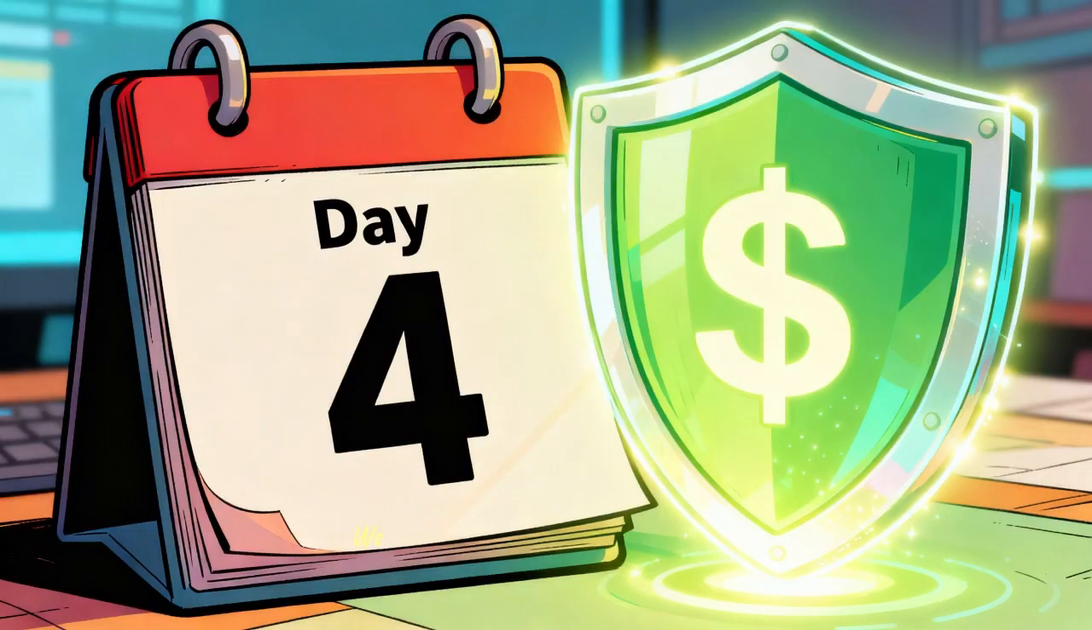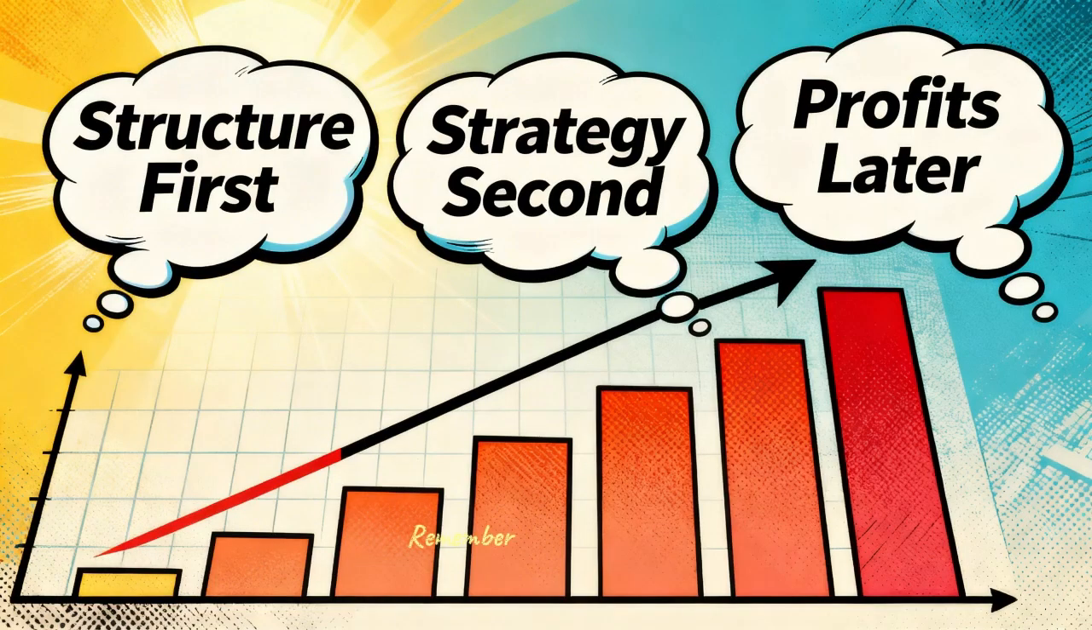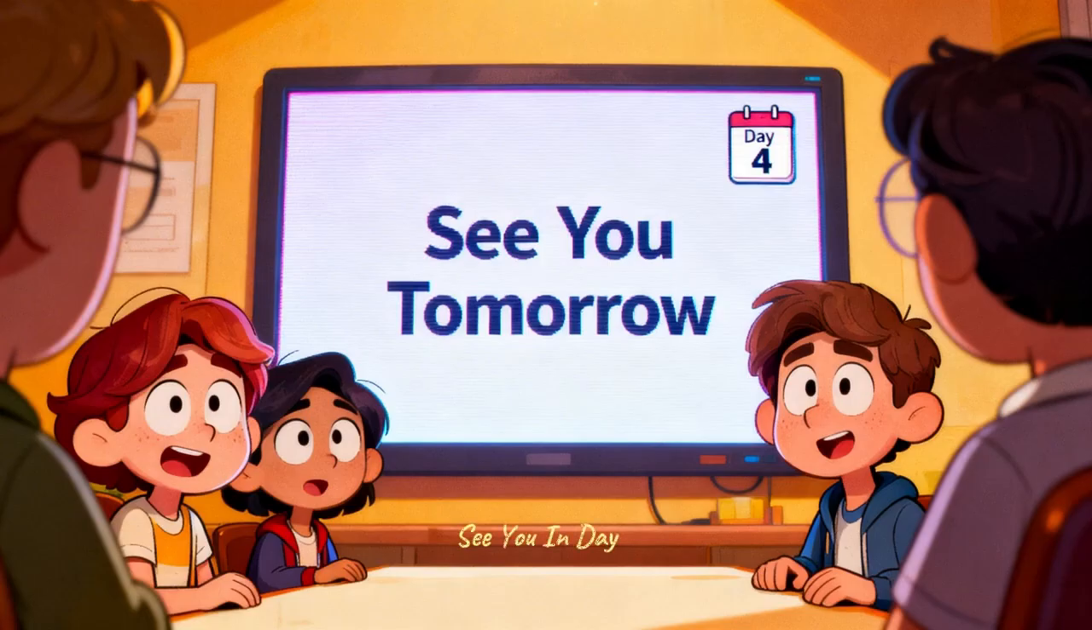Tomorrow in day 4, we will cover risk management, the skill that protects your capital. Remember, structure first, strategy second, profits later. See you in day 4.